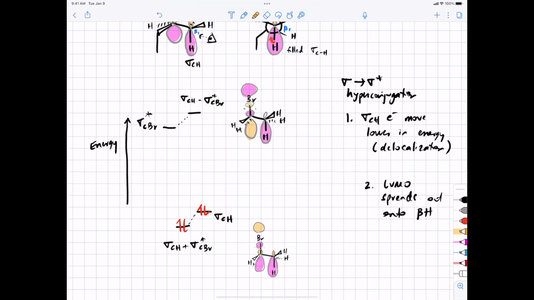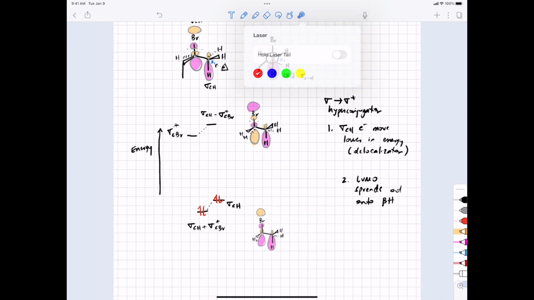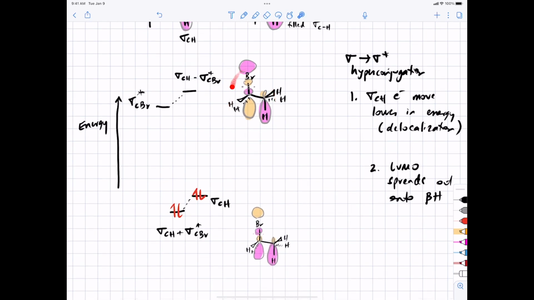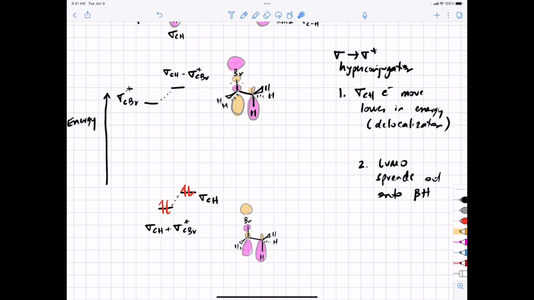All right, so what this tells you is that some of the LUMO is on the adjacent carbon-hydrogen bond. Now, I'm not going to ask you to draw what these look like, but I am going to ask you to understand the consequences of hyperconjugation. So first, carbon-hydrogen bonds move lower in energy. Second, the LUMO spreads out onto the beta proton.